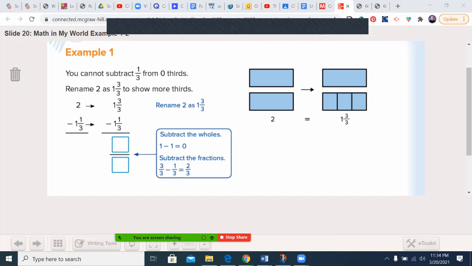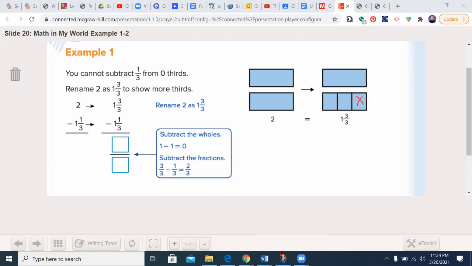So I could cut out 1/3 here. And then when I subtract the whole ones, I'm going to get rid of that. So now what do I have left? 3 minus 1 is 2, 2/3. And my image over here matches up.